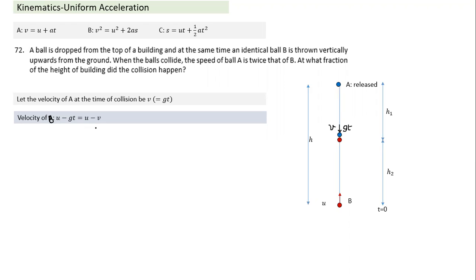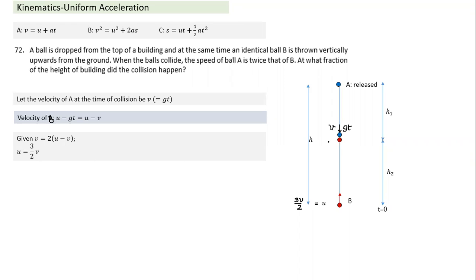So this is the velocity of particle B. Now let me use the condition. What is the condition given here? The velocity of A is twice the velocity of B. If I use that condition, I find the speed of projection u has to be equal to 3v by 2. So everything I can write in terms of v. That's what I get here: u is equal to 3v by 2 at the time of projection.